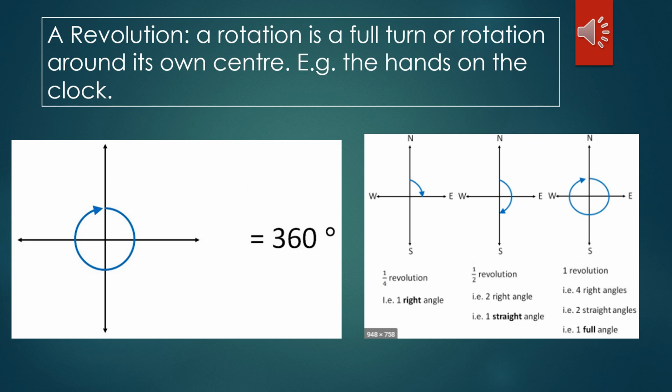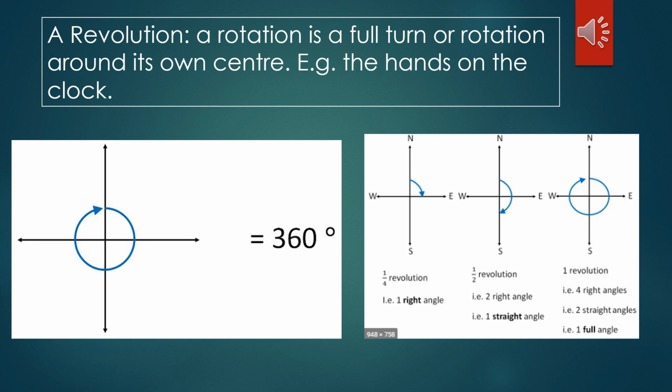Last but not least, a revolution. A rotation is a full turn or rotation around its own center. For example, the hands on the clock. From 12 o'clock to 12 o'clock is one revolution. If you look at the first image, you will see there are 4 right angles in a revolution. There are also 2 straight angles in a revolution.